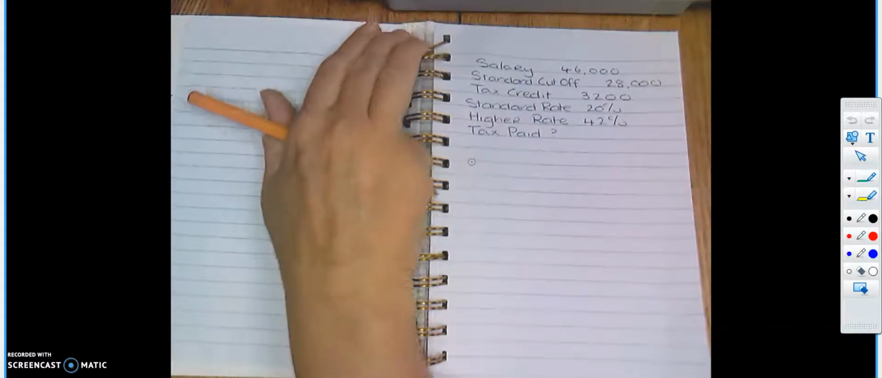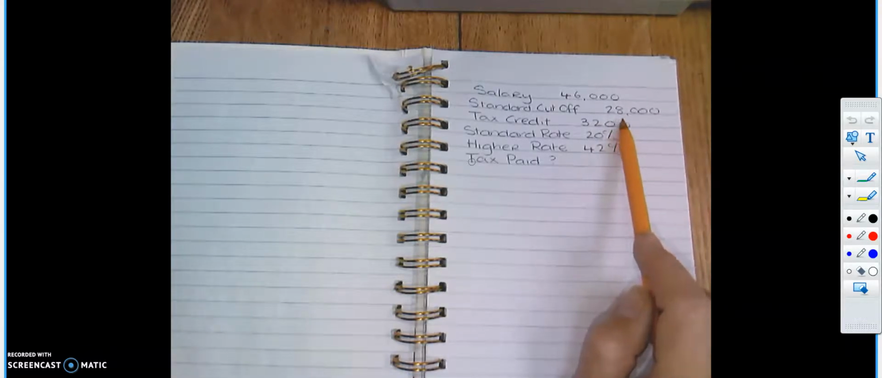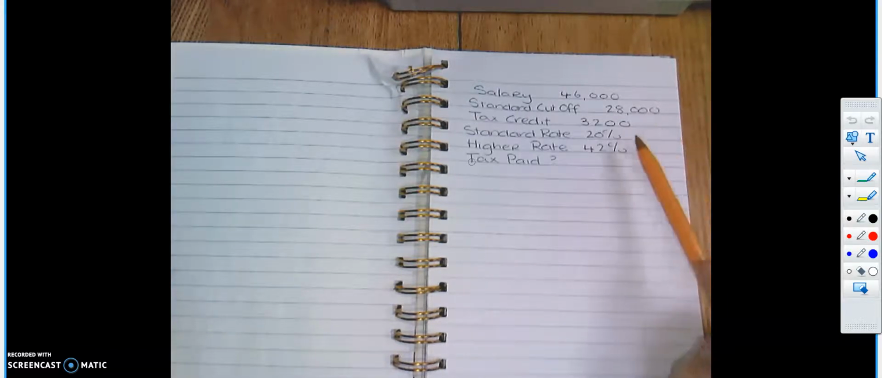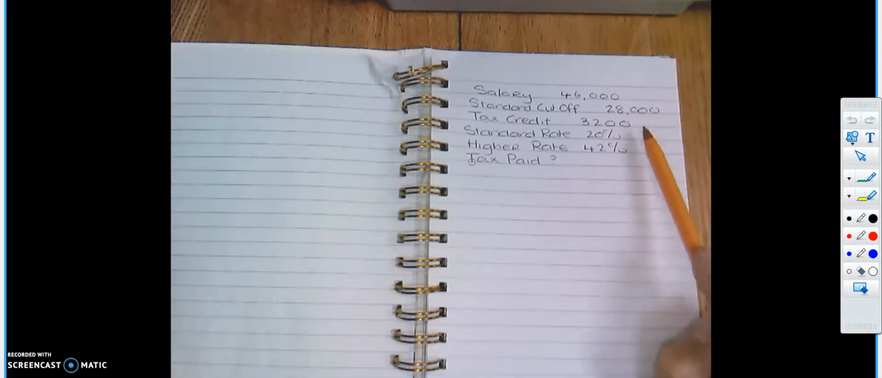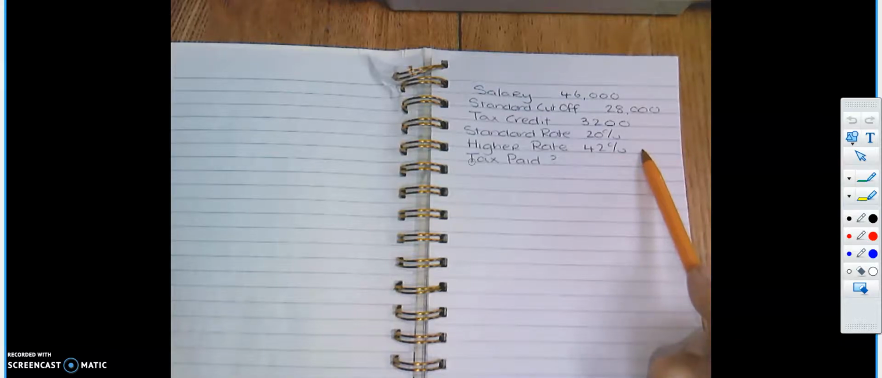Another example, same idea, but this time we got told the person has a salary of 46,000. Again, we are told a standard cutoff rate, so the standard cutoff rate is 28,000. They have a tax credit of 3,200 this time, and the tax rates for this are standard at 20%, higher at 42%. So again, that means that if they earn up to 28,000, they will be paying 20% as tax. If they earn more than 28,000, they will be paying 42% on that extra bit of earnings.